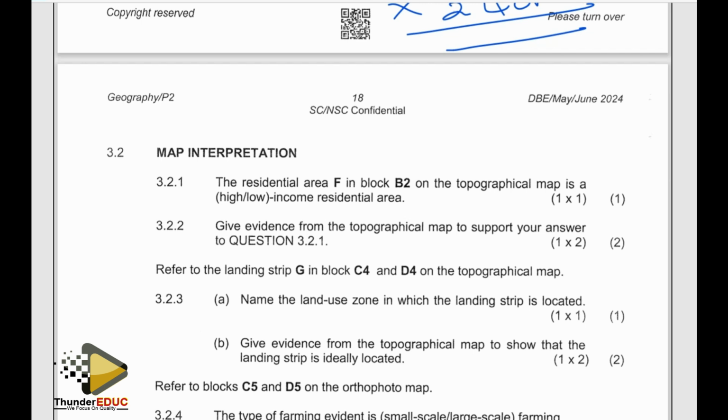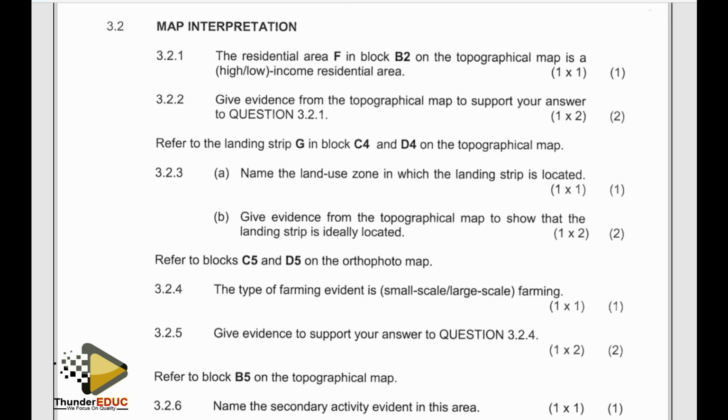But if you check in high income areas, you can also see that the houses are bigger. So you use that justification to identify whether an area is a low income area or a high income residential zone, giving such evidences for question number 3.2.2. If you are saying it's a high income area, you find the evidence that you use to support that it's high income. If it's low income, you also check on such evidence to support that it's low income residential.